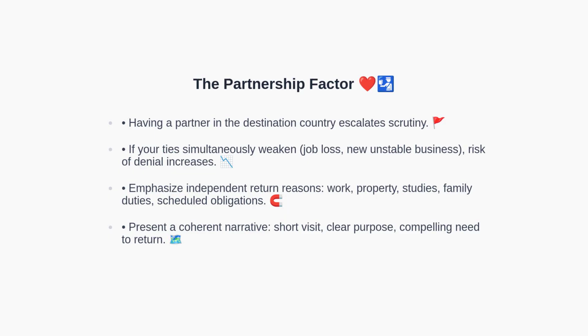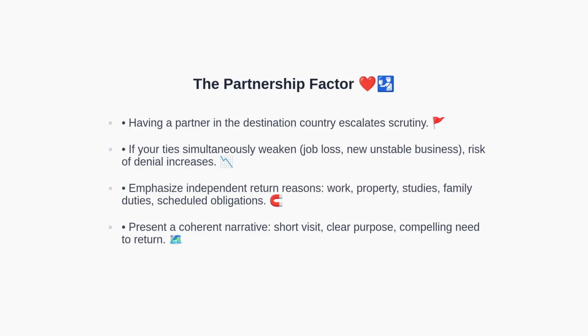When a partner or close family member resides in the destination country, especially on a temporary status such as student or temporary worker, scrutiny increases. If your domestic ties are simultaneously weakened by job loss or a new, unstable business, the risk of denial rises further. To mitigate risk, emphasize independent reasons to return, such as significant work obligations, property management, academic commitments, family responsibilities, and scheduled events or deliveries.